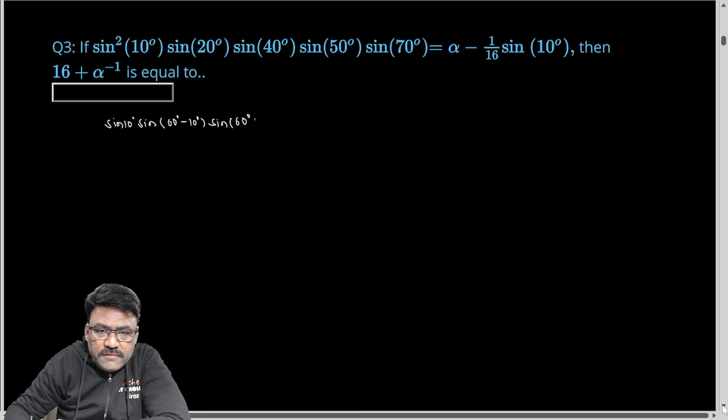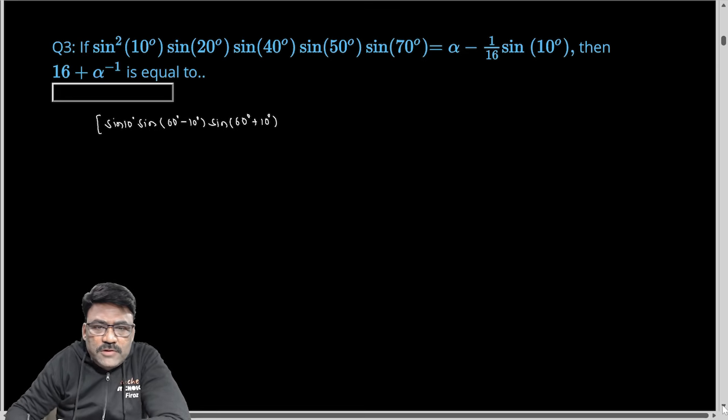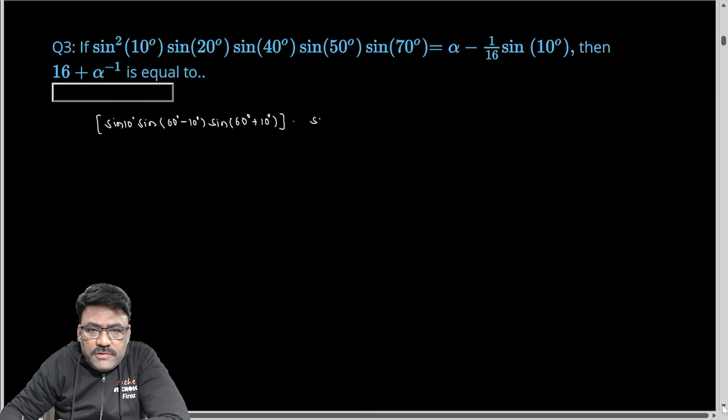Why am I writing like this? Because I know a formula: sine theta, sine 60 minus theta, sine 60 plus theta becomes 1 by 4 sine 3 theta. So this one will become 1 by 4 sine 30 degrees. Now I'm left with sine 10 because it was sine square 10 in the question. One sine 10 is already taken here, so I'm left with one more sine 10. Then sine 20, sine 40, which I'm writing as half of 2 sine 40 sine 20.